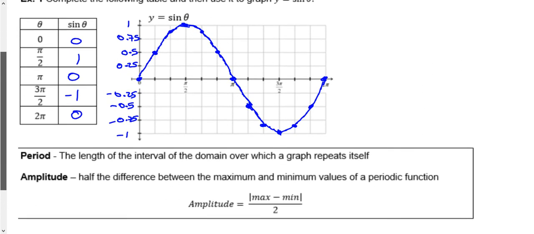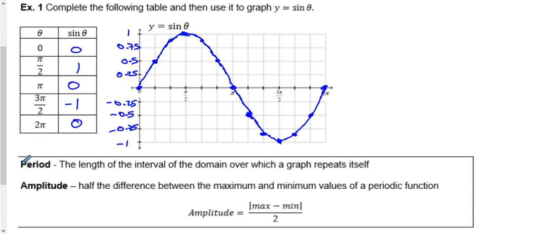You have two keywords here. The first one that we're going to talk about is period, the length of the interval of the domain over which the graph repeats itself. So if this graph started at 0, it goes all the way up and all the way down to pi. If it had done another up and then down, then that would mean that its period would have been from 0 to pi, because it started repeating. But in this case, it wasn't the same shape. It wasn't another part of a graph that's above the x-axis. It went below the x-axis.